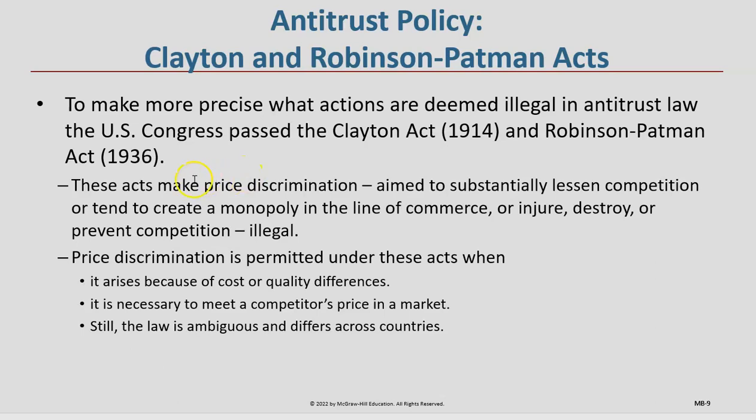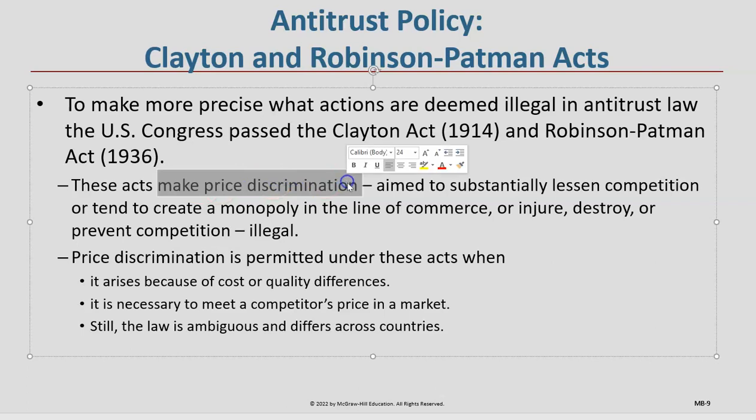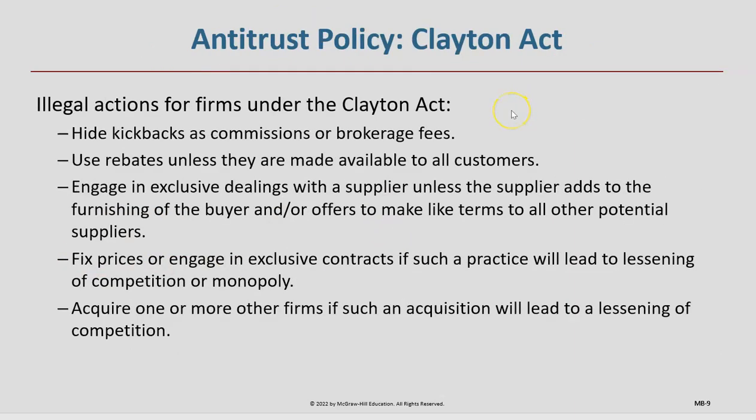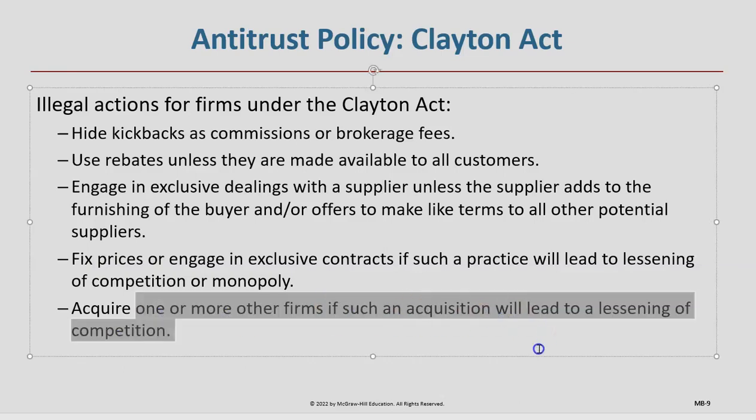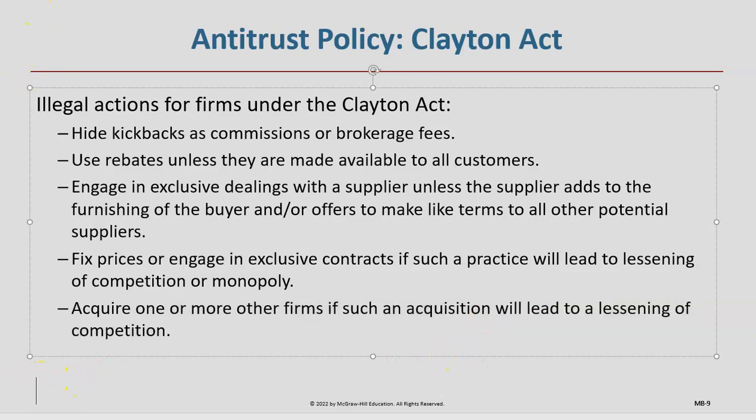Okay, these focus on price discrimination, which we'll talk about in Chapter 3. Okay, when price discrimination substantially lessens competition, then that's illegal. But there's certain situations where price discrimination can be permitted. And then the Clayton Act makes illegal a bunch of other business practices: kickbacks, rebates, exclusive dealings, price fixing. Okay, mergers that lessen competition.